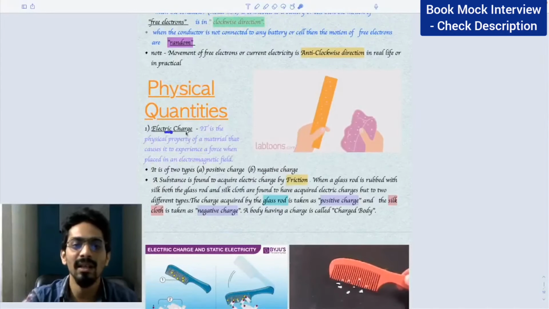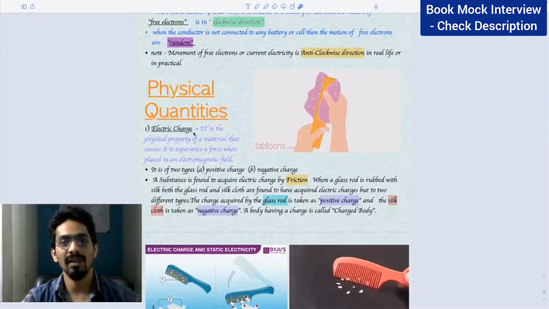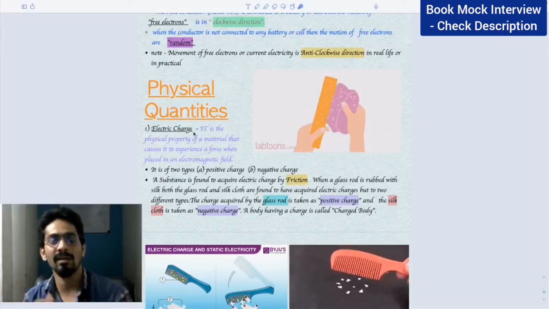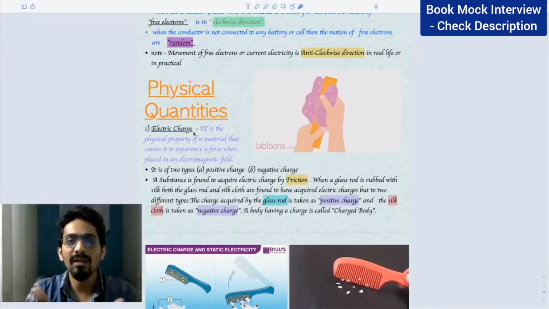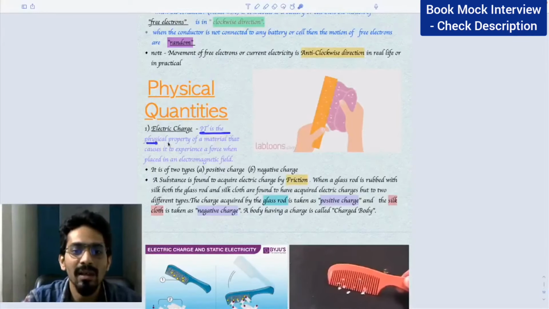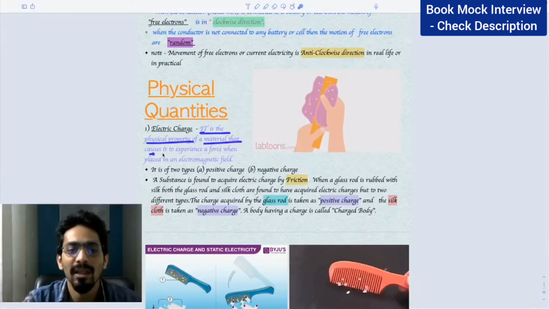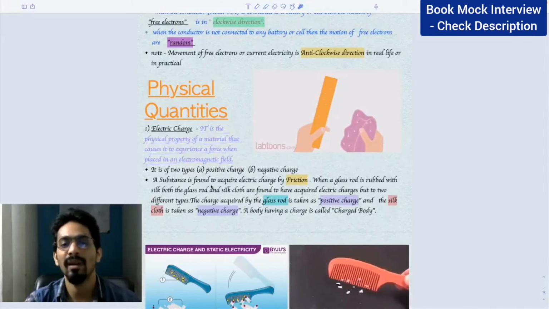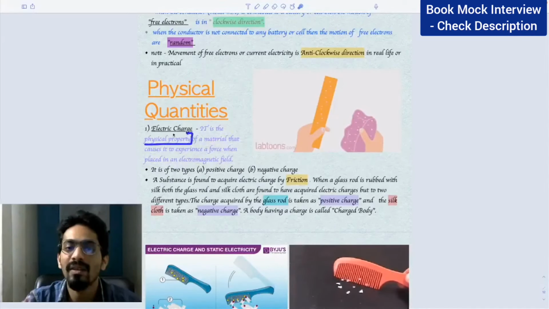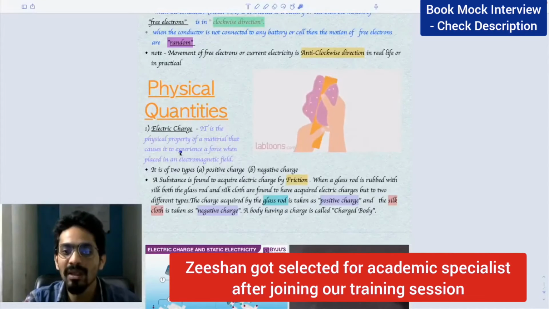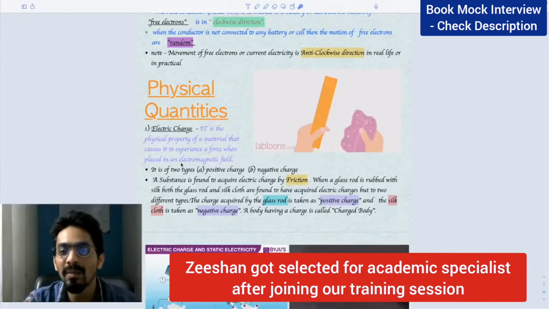Now we are discussing that insulators do not allow charges to pass through them. Conductors allow charges to pass through them. What is a charge? It is the physical property of a material due to which it experiences a force whenever it is placed in an electromagnetic field.